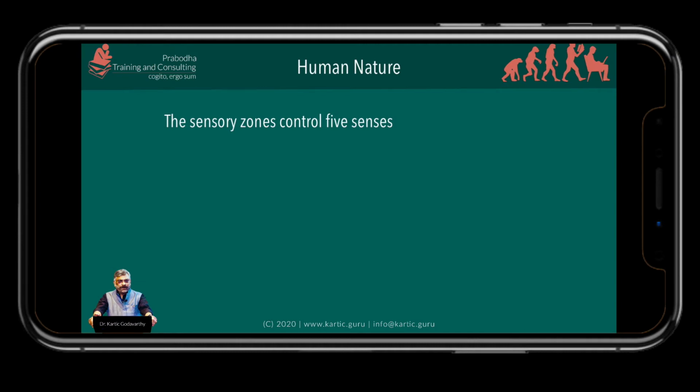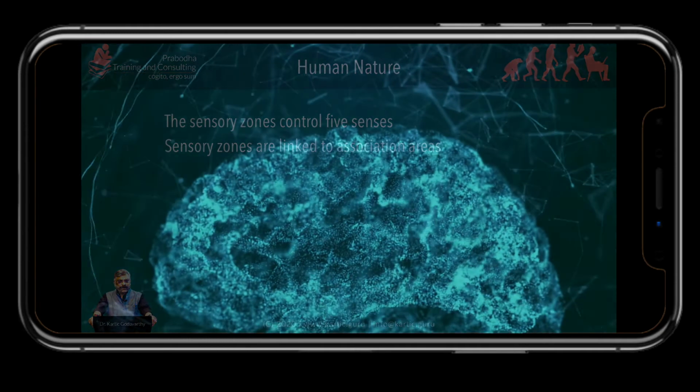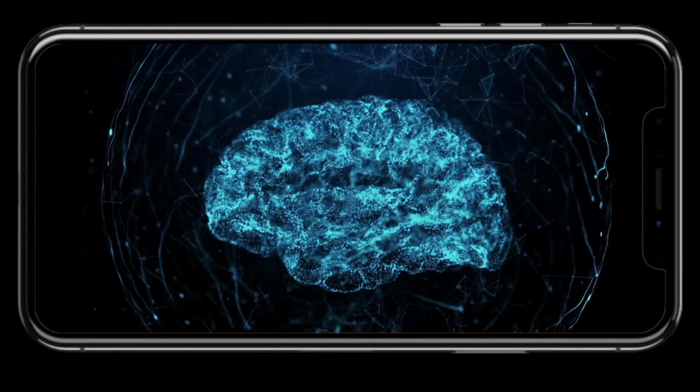This is what every animal has. But that's not what makes our brain complex. What makes our brain complex is that each of these 5 senses has what is called an association area. This association area is something that's magical. If the sensory zone is damaged, we become blind.